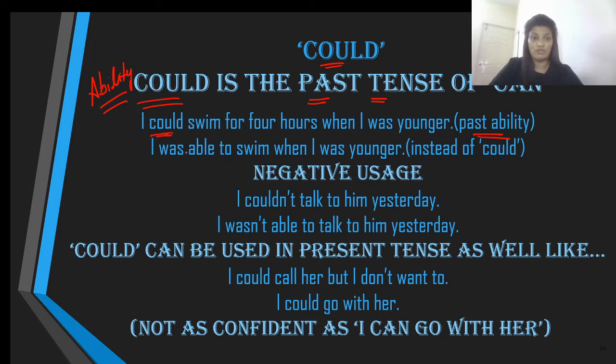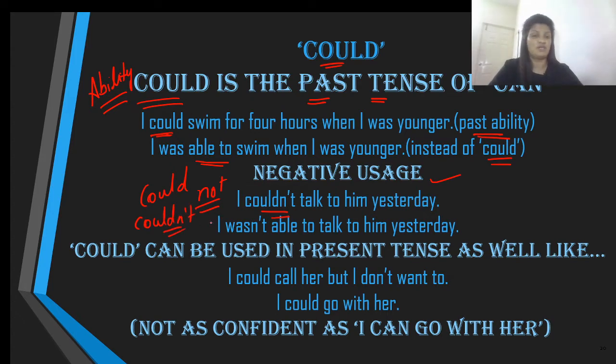Instead of could, you can also use able to. I was able to swim when I was younger. So now you're not able to, but earlier you were pretty much able to. So instead of could, you can also use able to. You can use could in the negative by adding the word not, like this. I couldn't talk to him yesterday. So over here, I have combined could and not, and made it one word, contracted like this, couldn't.